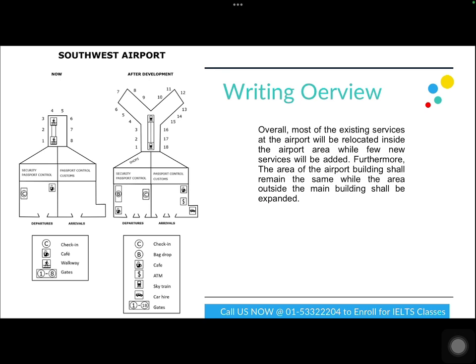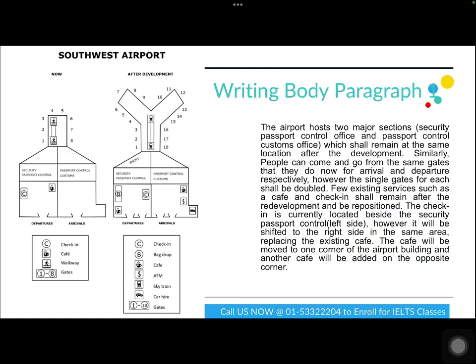Writing the overview, again, while writing the overview, try to mention how the circumstances have changed over time and try to summarize it. So in this case, overall, most of the existing services at the airport will be relocated inside the airport area, while few new services will be added. Furthermore, the area of the airport building shall remain the same, while the area outside the main building shall be expanded, right? So these are the few major highlights and a complete summary of what's going to happen in a period of 1 year after development of the airport.